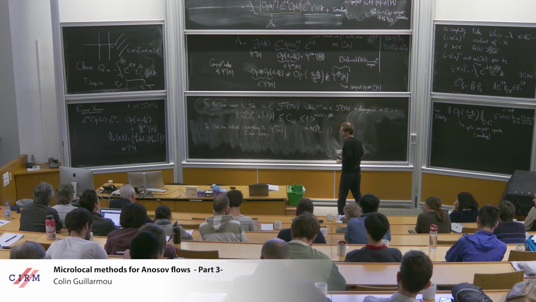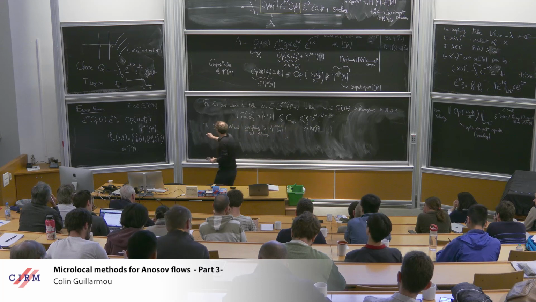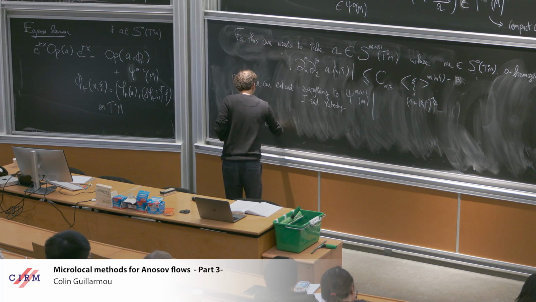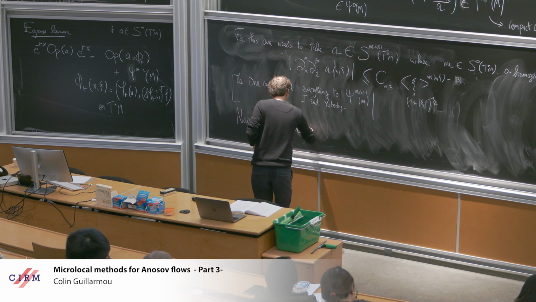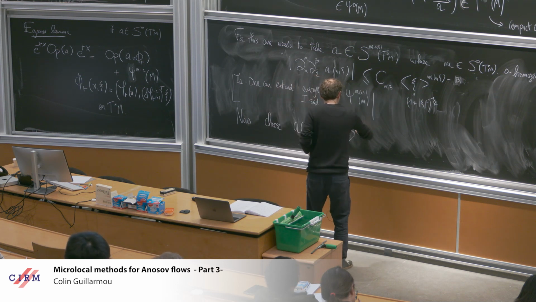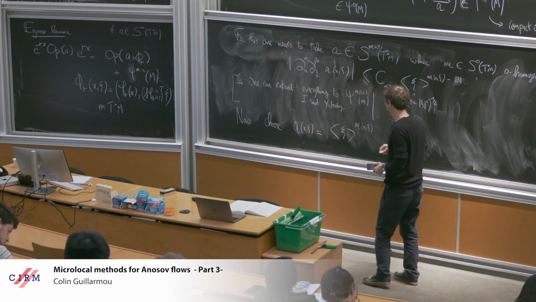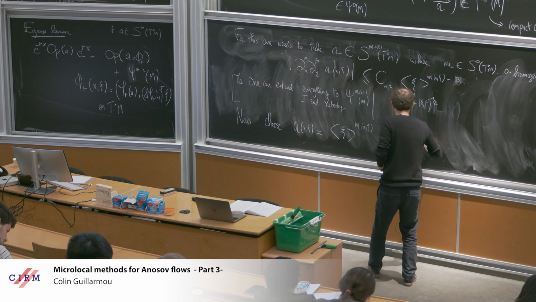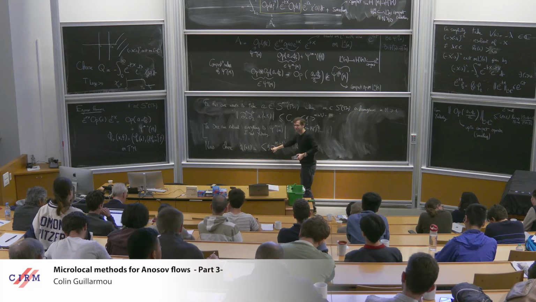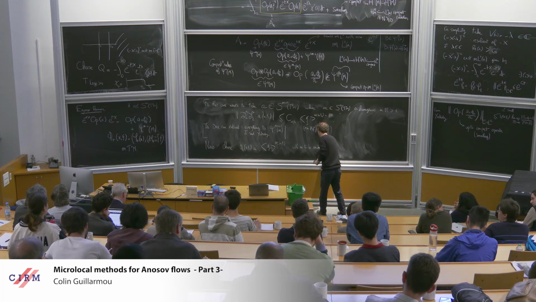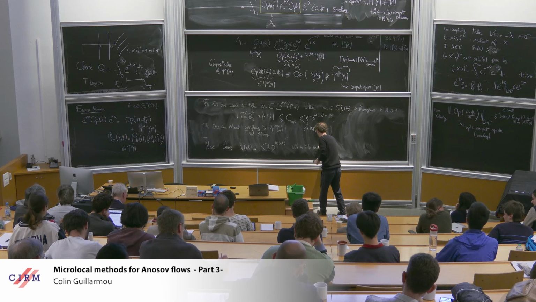Okay, so we need to get this. Now, what we do, we choose A of xi to be xi to the power m of xi, where m will be constructed. No, it does not vanish, because this is 1 plus xi squared here. This m is to be constructed now.